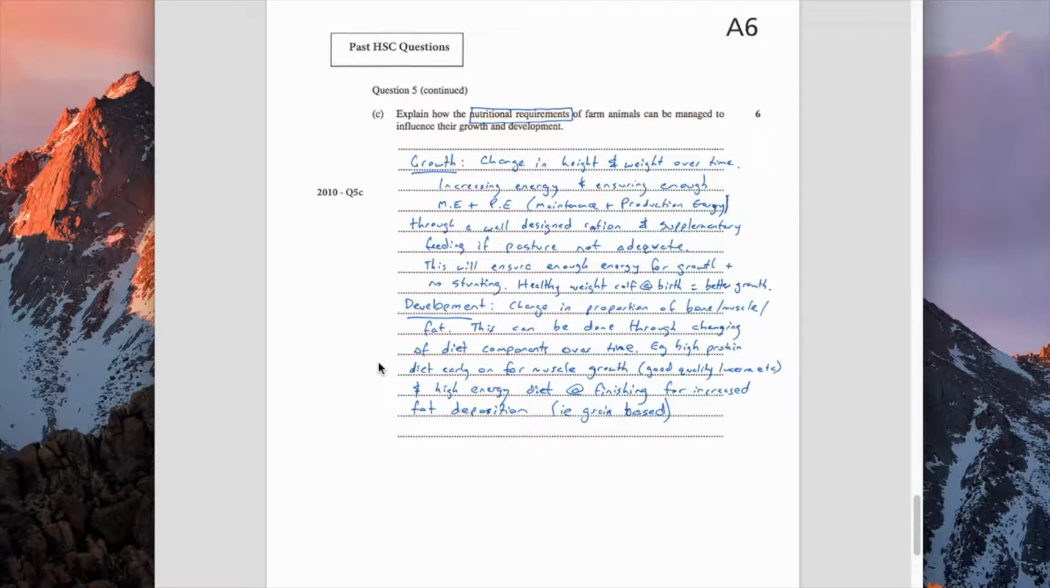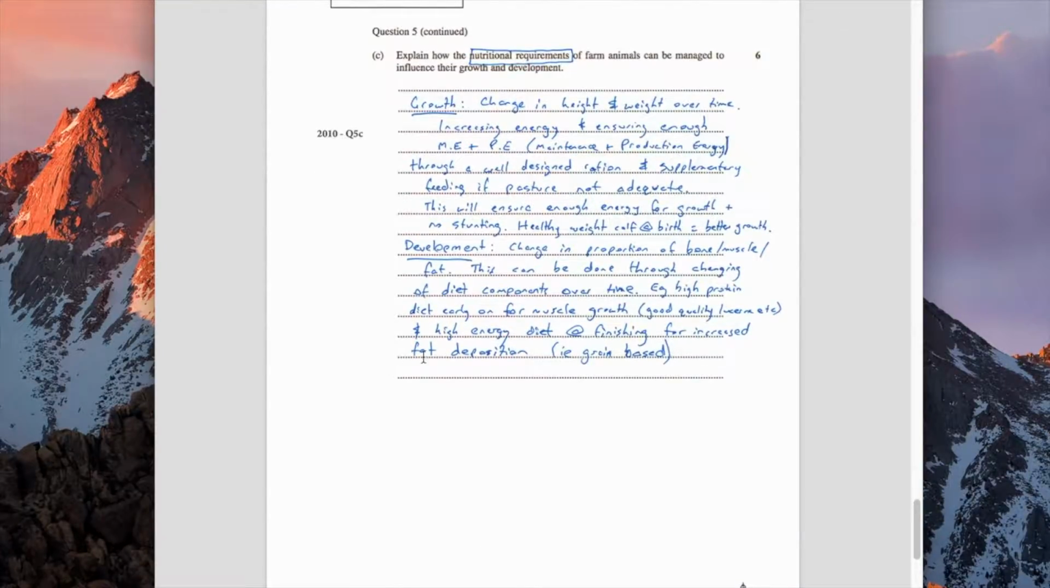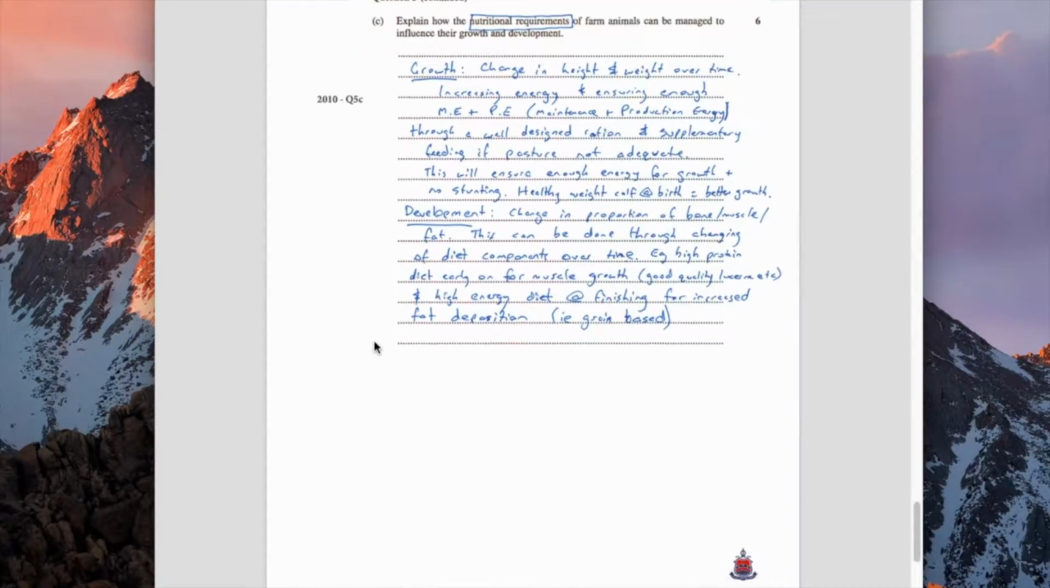So we need to talk about the feed. This can be done through changing of diet components over time. Example, high protein diet early on for muscle growth with good quality lucerne, etc. And high energy diet at finishing for increased fat when you don't need as much muscle.